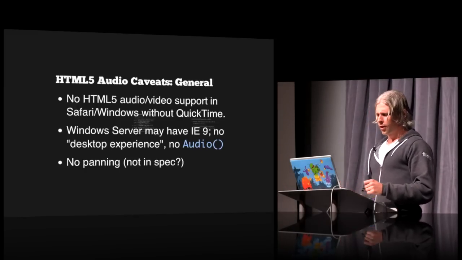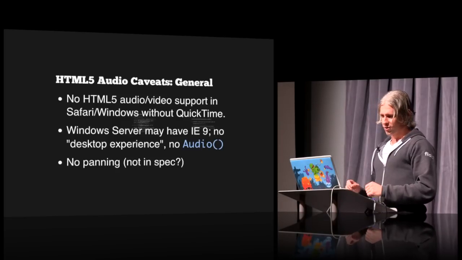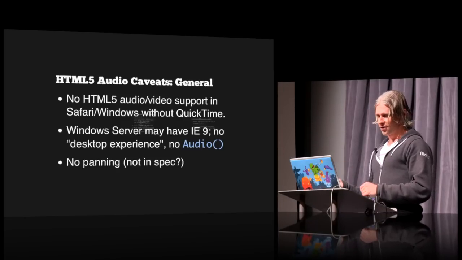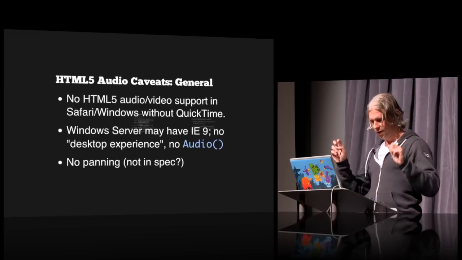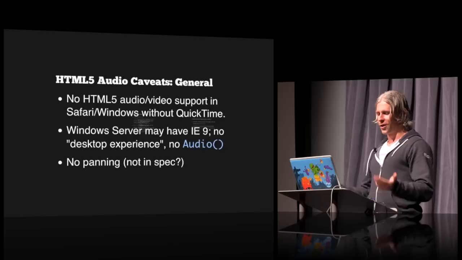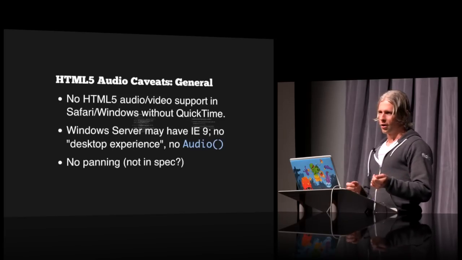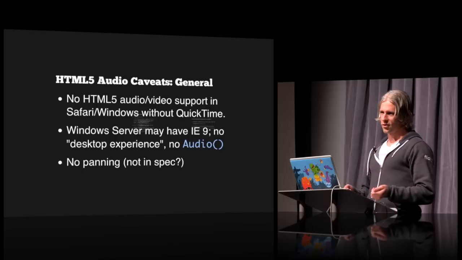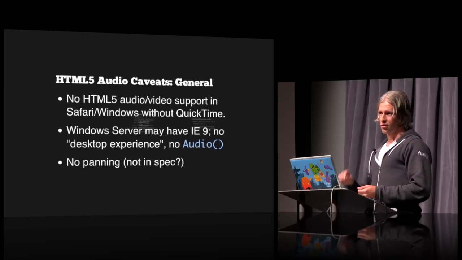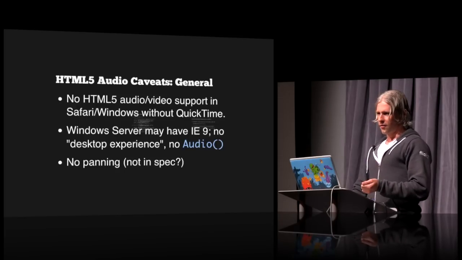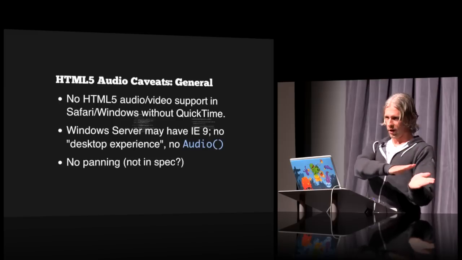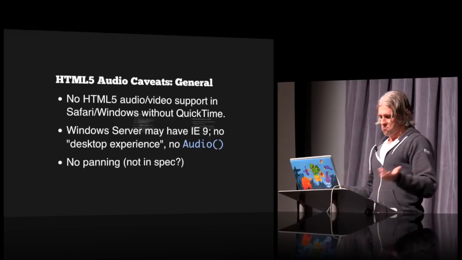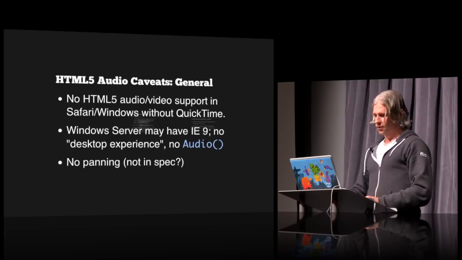Right? Another funny thing is that Windows Server might have IE9 installed. It's the newest operating system. But if it doesn't have the desktop experience component, then there's no HTML5 audio again. So you cannot assume, oh, IE9, it must have this object. You're best to do object detection, typeof audio not equal null, that sort of thing. And oddly, I have not seen any evidence of panning. The idea that I want to take a stereo channel and split it between left and right, it's not in there. I don't know what to tell you.